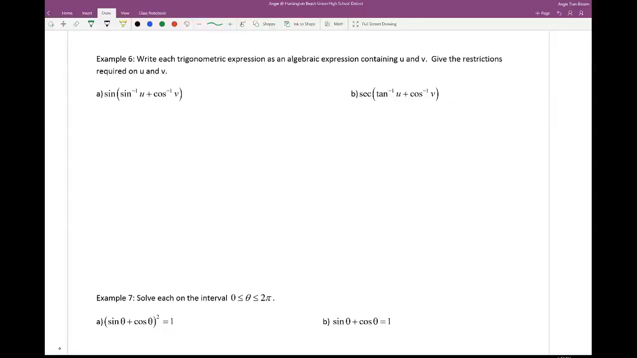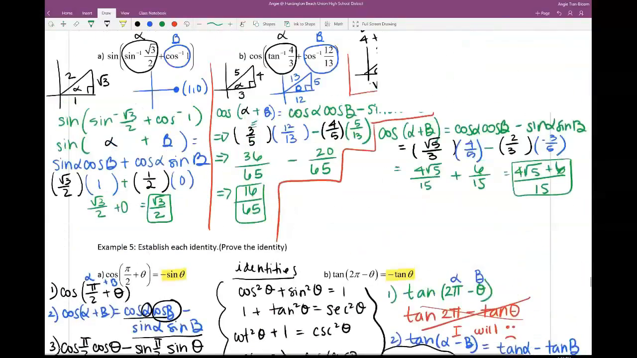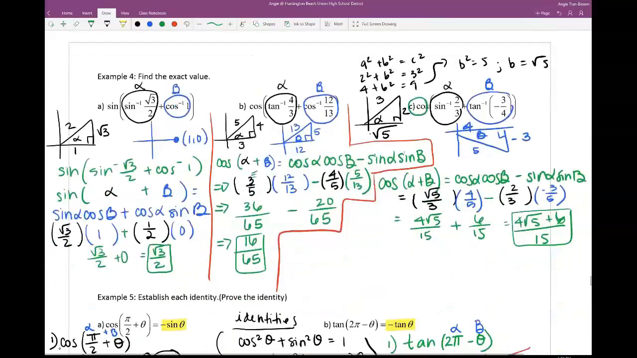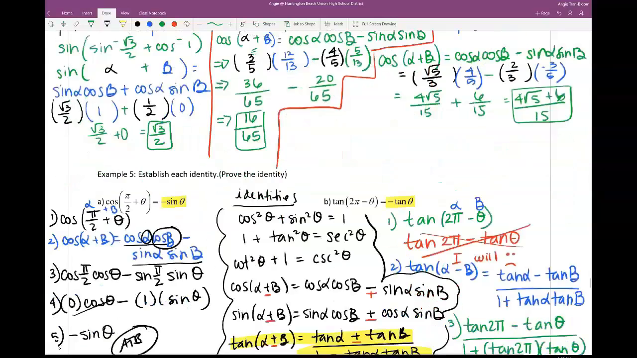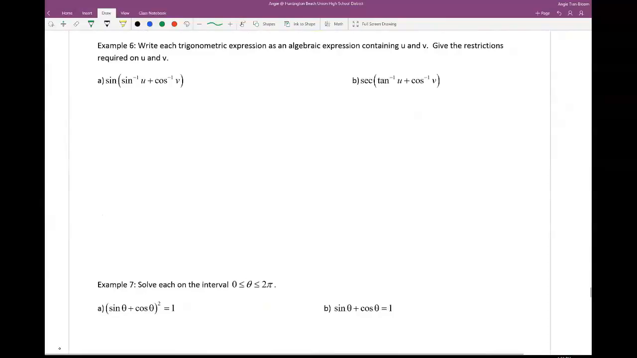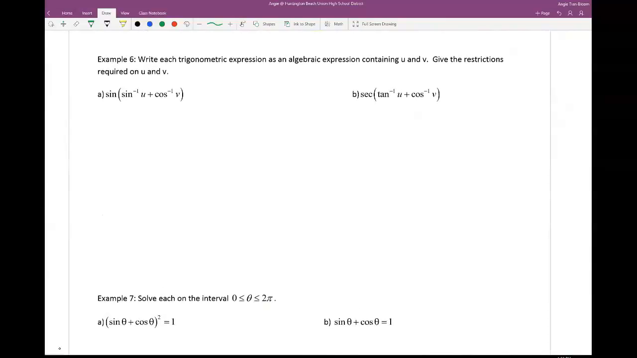All right, here is example 6. Write each trigonometric expression as an algebraic expression containing u and v. Give the restrictions required on u. So let's start with example A. Now, keep in mind, this example 6 is very, very similar to example 4. See this example 4 from previous videos? But instead of numbers, it just has u and v, and that's not really important. If you understand the concept, then it's not a big deal.